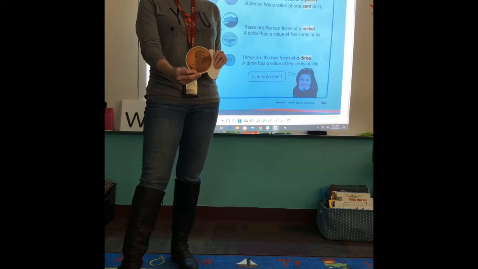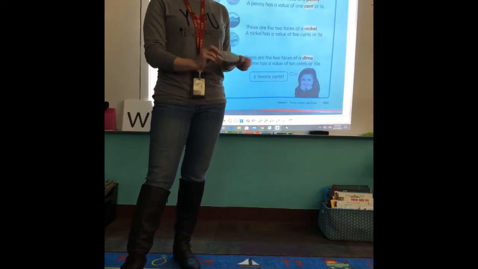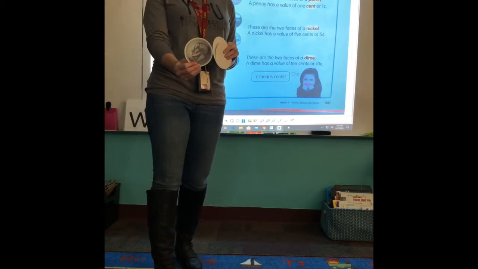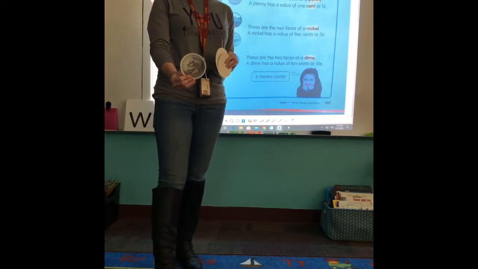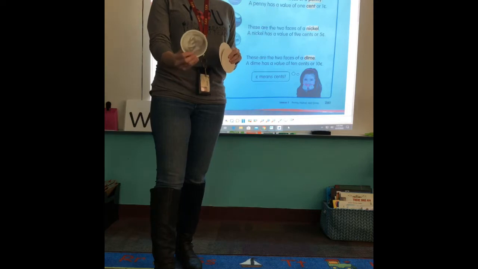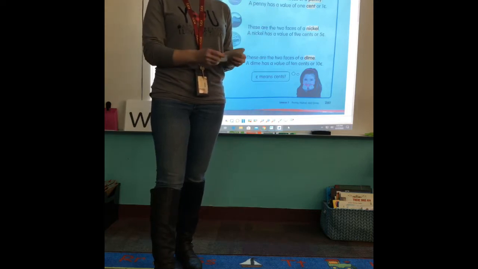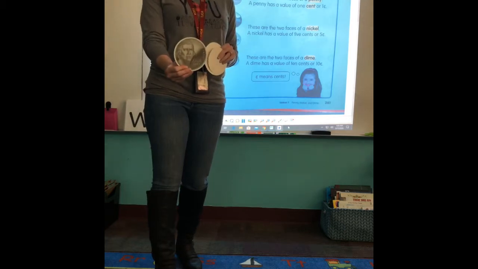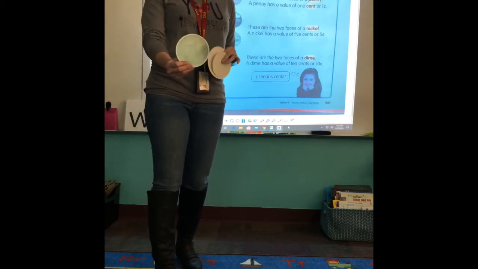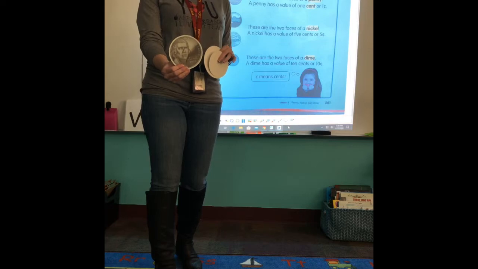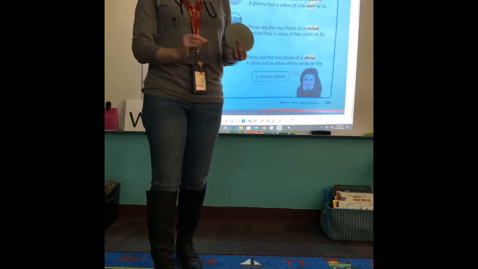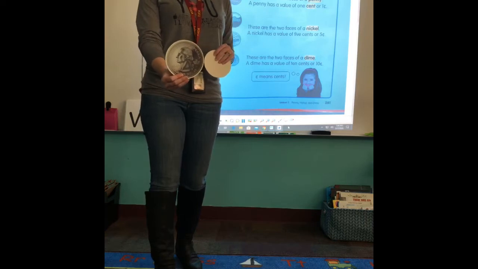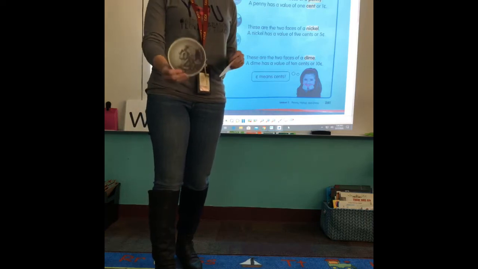one little tiny cent. I have the smallest coin that we'll be using, and that's a dime. It's silver, and it's worth 10 cents. It'll be the smallest one we use in class. Then this coin is a little bigger than the penny and the dime. It is a nickel, and it's worth 5 cents. And then the biggest one we'll use in first grade is a quarter, and it's worth 25 cents.